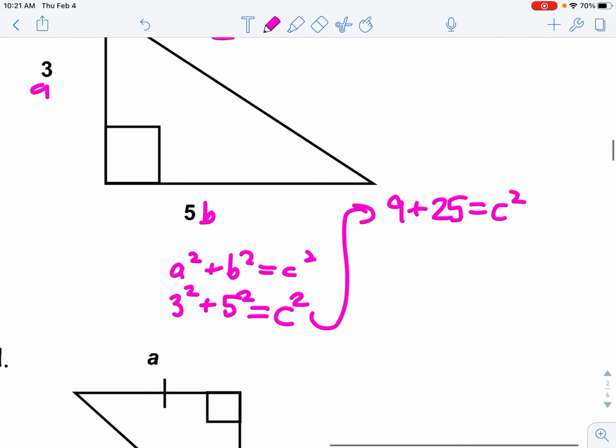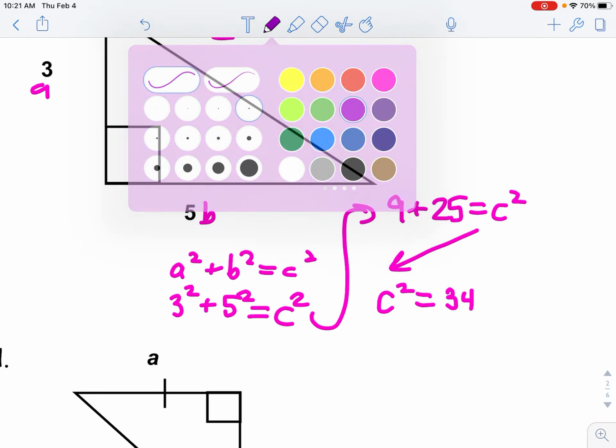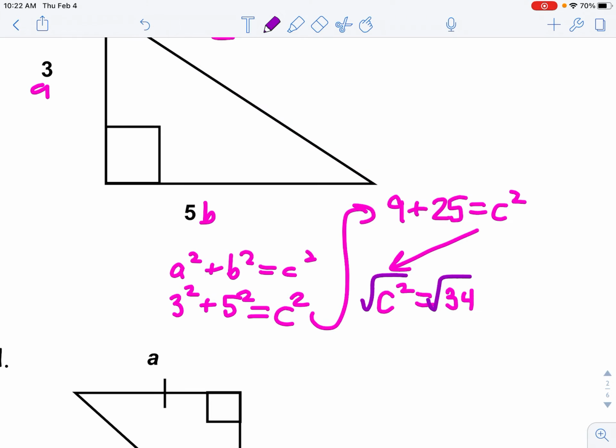All right. Now let me rewrite this a little bit. I'm going to put C squared over here. And then what's 9 plus 25? 34. So C squared equals 34. So we must take the square root of both sides, and C equals the square root of 34.